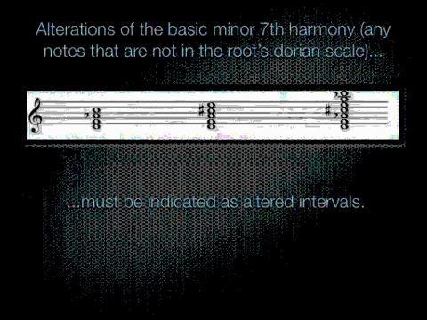Now, if we use any alterations, then we have to describe them in the chord symbol itself. So let's take a look at this first one here. It's basically the same notes as a D minor 7th chord, D, F, A, C, but the 5th has been altered by being lowered. So we would say it's a D minor 7th with a flat 5th.